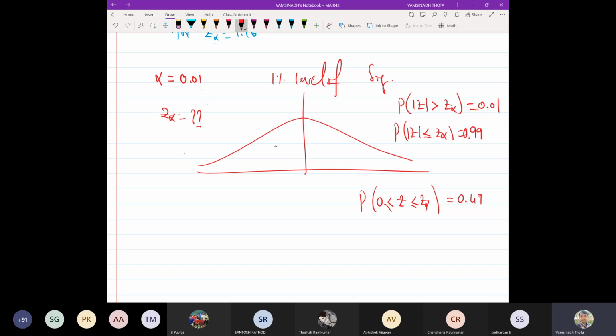That is 0.495. Right? Now, in this case, can you get the critical value from the table for which Z alpha? The table gives 0.4905.